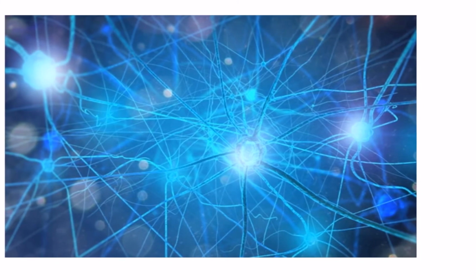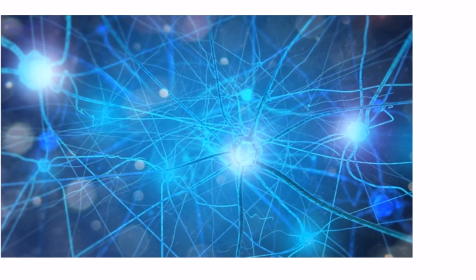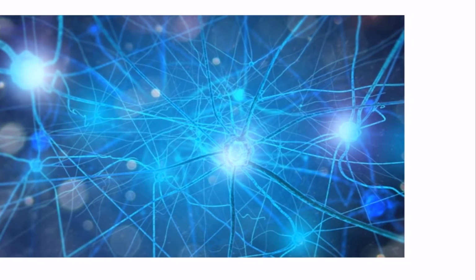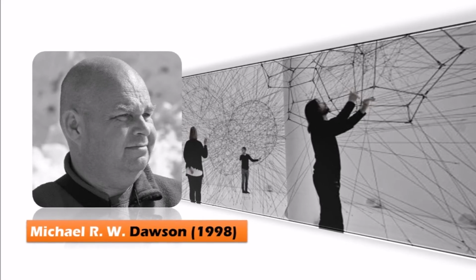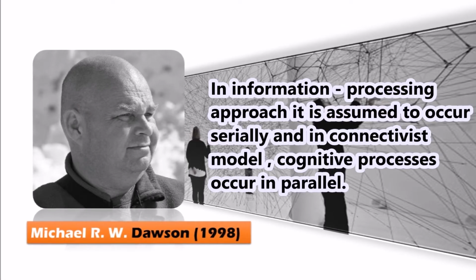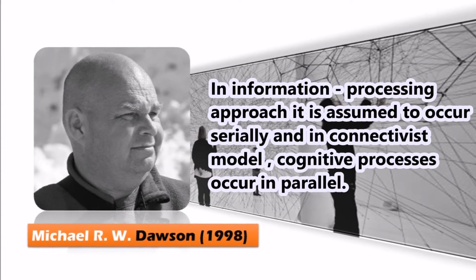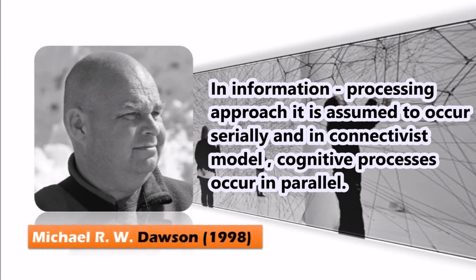One major difference between information processing and connectionist approaches is the manner in which cognitive processes are assumed to occur. According to Dawson, 1998, in the information processing approach cognitive processes are assumed to occur serially, and in connectionist models, cognitive processes occur in parallel.